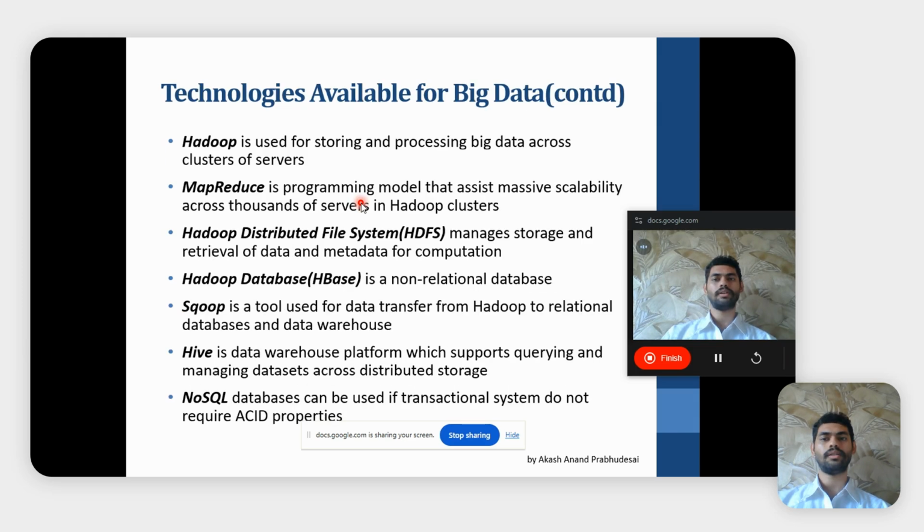And okay, these are the tools for big data analysis. We have Hadoop, then MapReduce, then HDFS, the Hadoop Distributed File System. There is HBase, which is again a non-relational database. Then Sqoop, Hive, NoSQL, they are the transactional systems which have the database ACID properties.